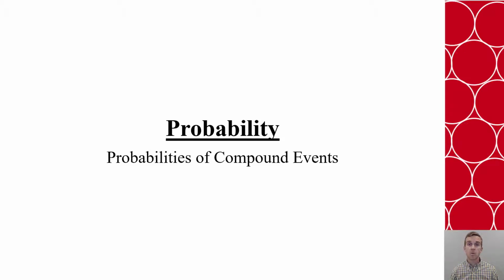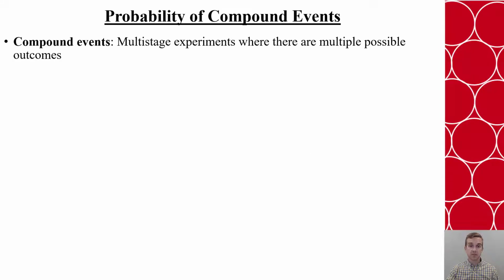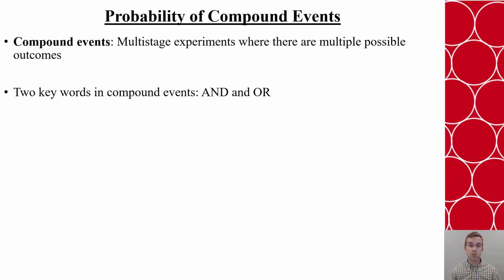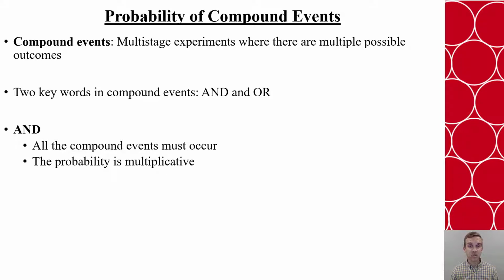In this video, we'll discuss probabilities of compound events. Now, compound events are multi-stage experiments where there are multiple possible outcomes. There are two key words that we will use when we're looking at compound events, the words "and" and "or."